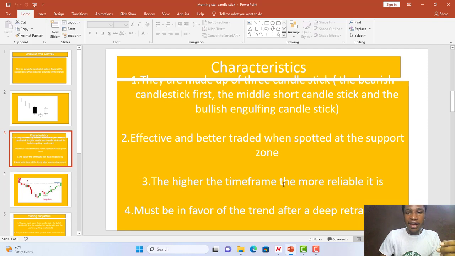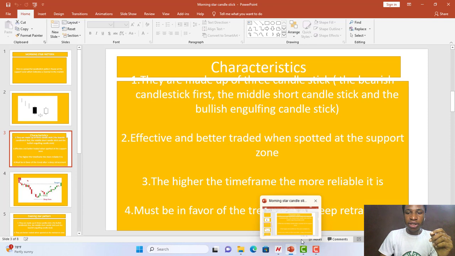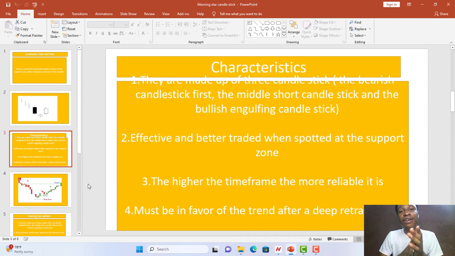Then it must be in favor of the trend after a deep retracement. They must all be in favor of the trend after a deep retracement. That is, if the trend is up, allow the market to make a deep retracement, then wait for the morning star. If it happens, then you can go in for your buy.